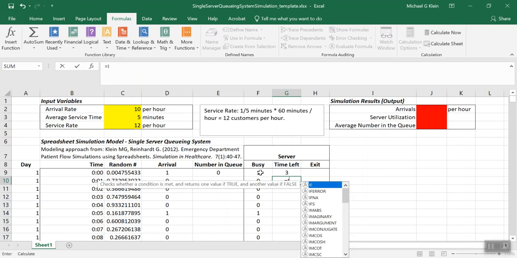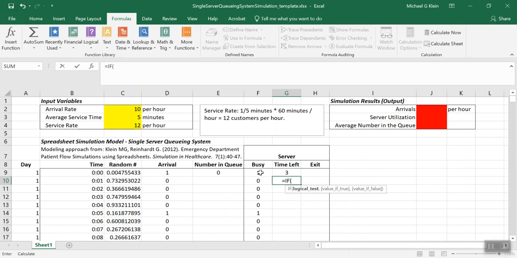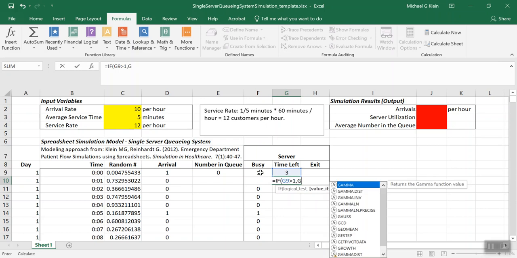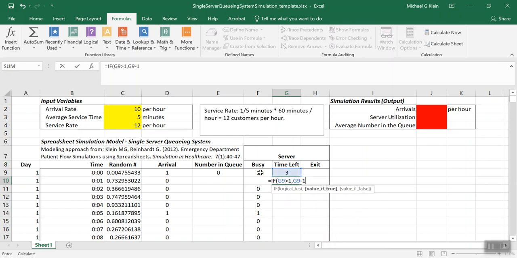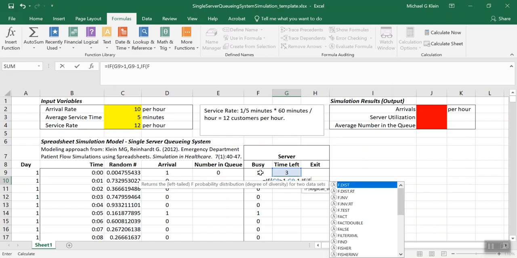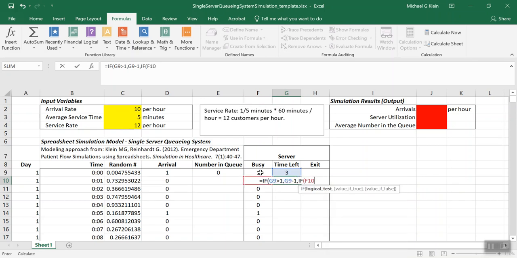So what we need for this case is IF G9, which is the time left from the previous minute, is greater than 1, then all we need to do, as I mentioned, is decrement. So we'll just subtract 1 from G9. Otherwise, we need another case where we check whether F10, in this case, the server busy, equals 1. If that's the case, then we're serving a new customer, and we need to establish a new service time from the exponential distribution.